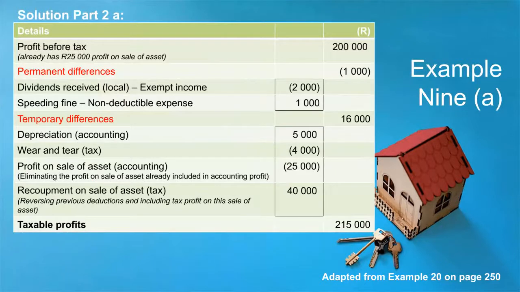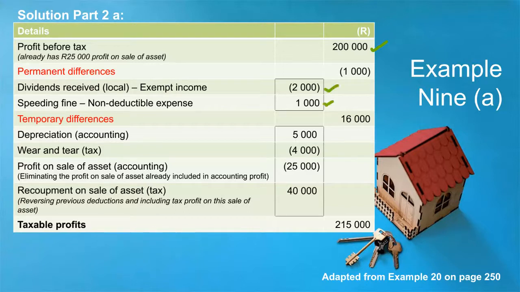So if we have a look at this slide here, right, we say, okay, we got the 200,000, which we're given in the question, right? I'm not worried about that. Here, we minus the dividend received, we added the fine. Okay, that stuff we're not worried about.